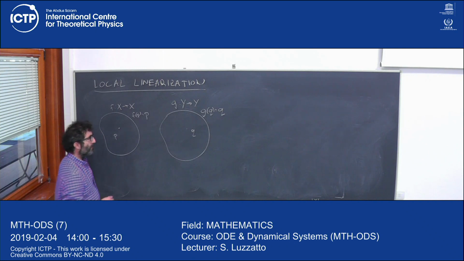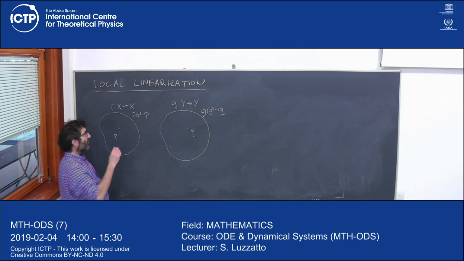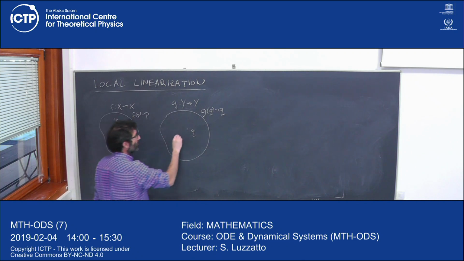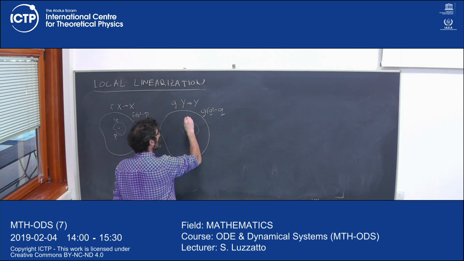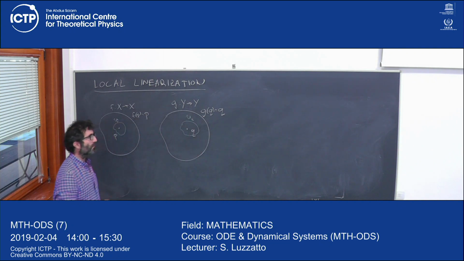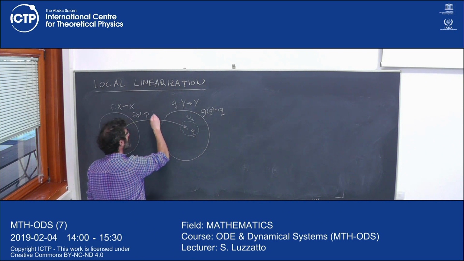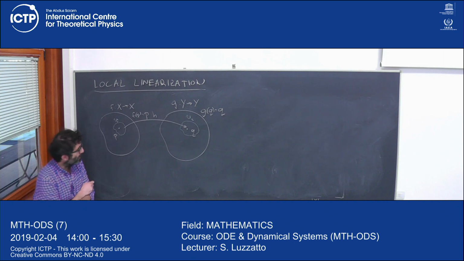And the question is, can we find a conjugacy just locally? Maybe not for the whole system, but can we find two neighborhoods, a neighborhood U of p, let me call this U of p, and another neighborhood U of q, and a conjugacy h, which at least works in this neighborhood. Okay, so this is a kind of a local conjugacy. At least it's something. Right?